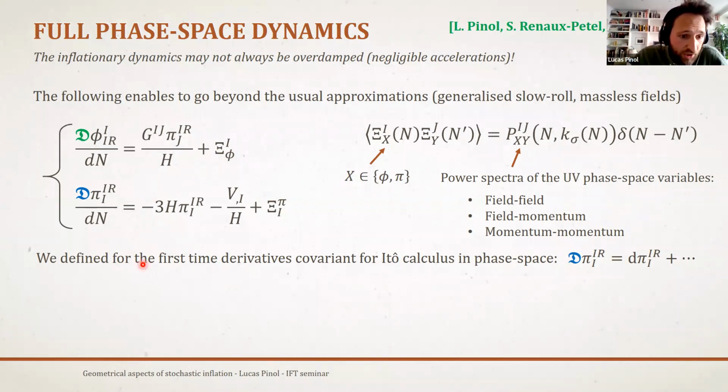And here I wrote the equation again in Ito, and you see that in order to do this, we had to do the same as before. We started from Stratonovich in order to have covariance.